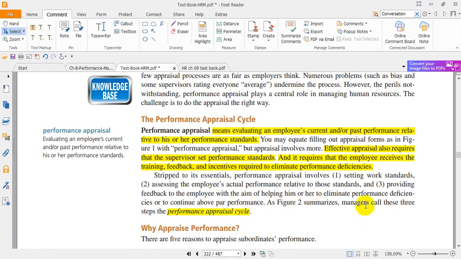So all these three steps make up the performance appraisal cycle: setting work standards, assessing the actual performance compared to these standards, and providing feedback to employees with the aim of helping him or her to eliminate performance deficiencies or to continue above par performance. This is what is called the performance appraisal cycle.